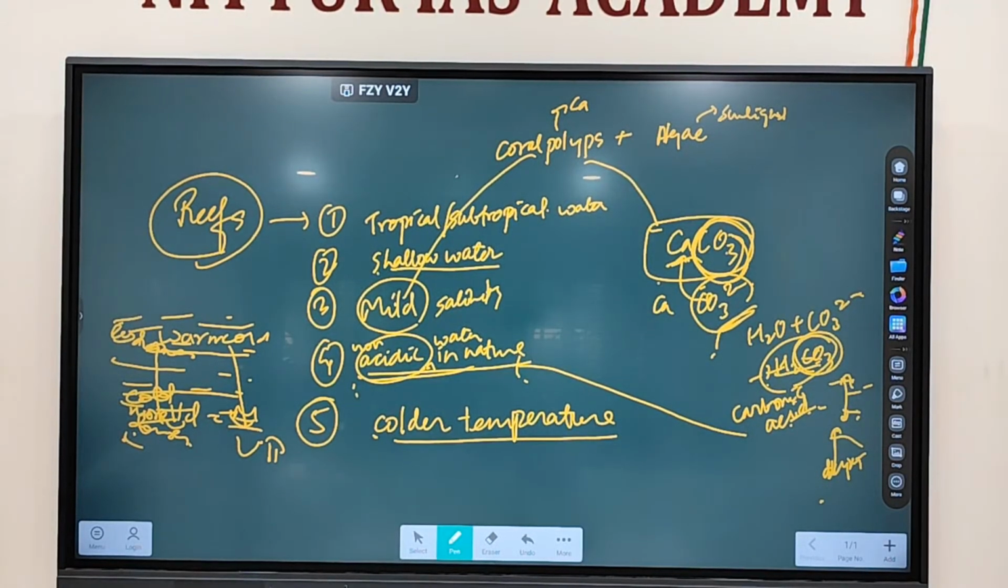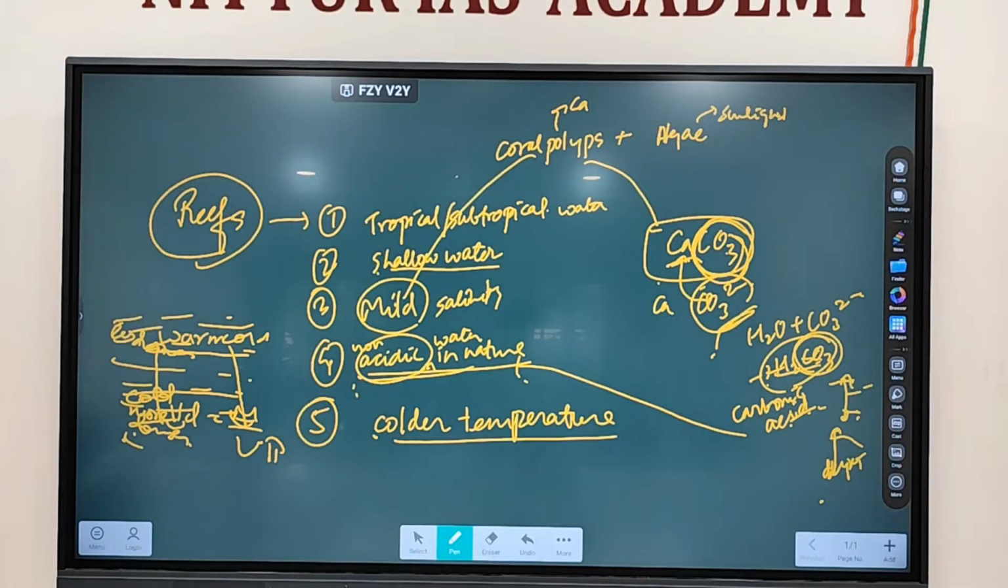Like in the polar region, we have too much cold water. But in the polar region, sunlight is not reaching. When sunlight is not reaching, algae will not be seen over there. So a bit of colder water is required, not too much colder water. Fine. Any doubt? So mild salinity, mild cold water.